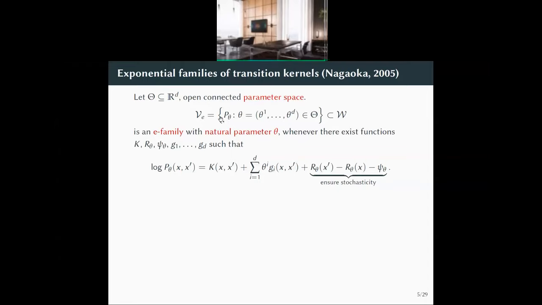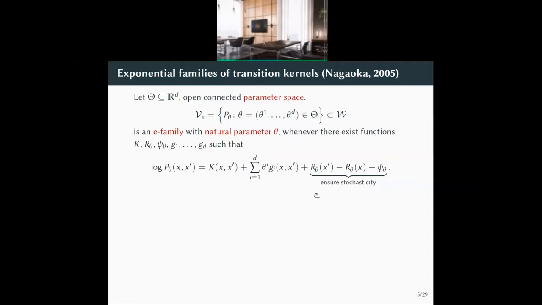If theta is now a parameter space and P is parameterized by some small theta, which belongs to this parameter space, we'll say that this P here is an E family of Markov kernels with natural parameter theta, whenever there exists a set of functions, so we have more functions now, such that you can write P theta as the exponential of this sum here.